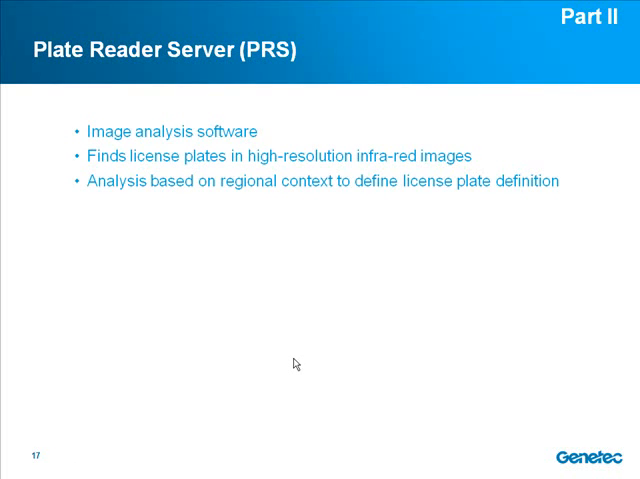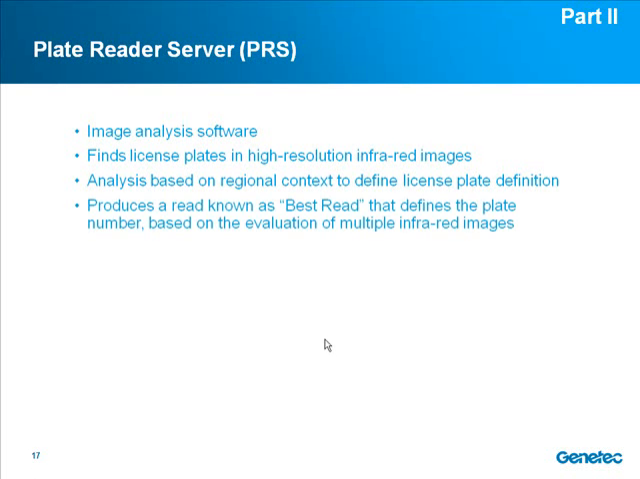Simply put, different places have different looking plates, and we tell the PRS what rules to use in order to search for a plate based on the location. The Plate Reader Server creates a best read of the plate number by evaluating all of the infrared images it picked up of a particular plate.